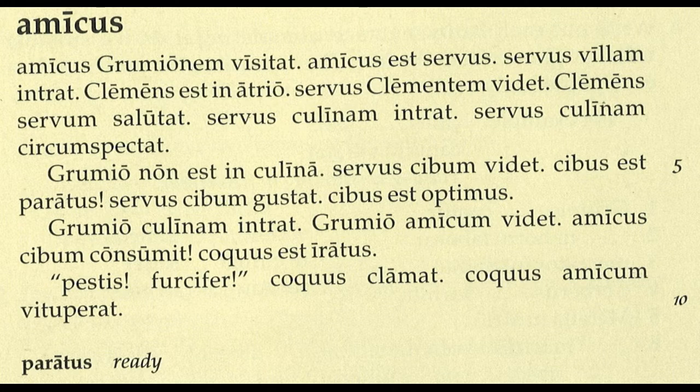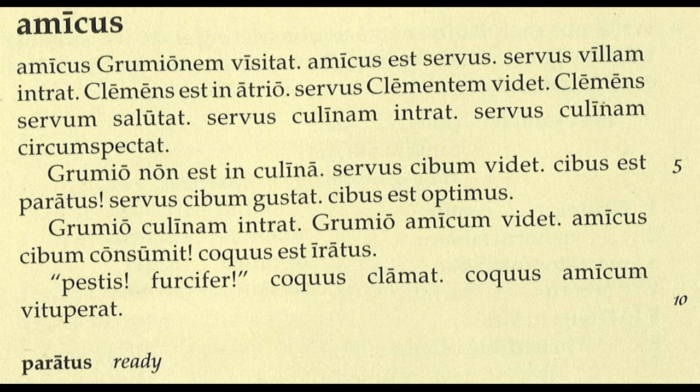Clemens est in atrio. Clemens is in the atrium. Clemens is the nominative form. The next sentence we see is accusative form. Servus Clementem videt. The slave sees Clemens. Clemens servum salutat. Clemens is his nominative form. He's back in his nominative. Servum now is in its accusative. Clemens is doing something to the slave. Servus culinam intrat. Slave enters the kitchen. Slave is the nominative subject. Culinam is the accusative object. Servus culinam circumspectat. The slave looks around the kitchen.